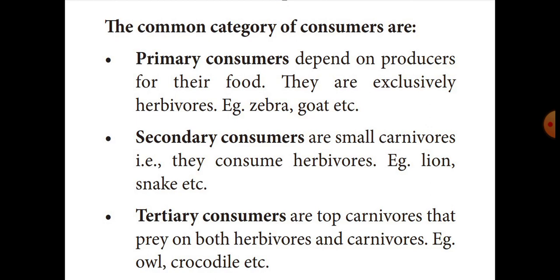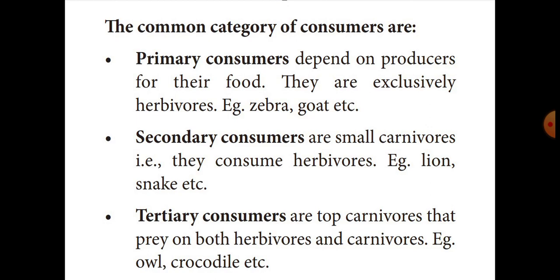Primary consumers depend on producers for their food. For example, zebra, goat, etc. Zebra and goat are the best examples of primary consumers.